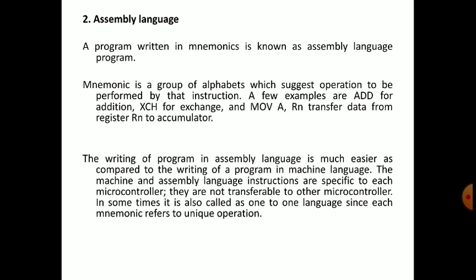The machine and assembly language instructions are specific to each microcontroller. Each microcontroller will have its own special instructions and machine language, and these are not transferable to other microcontrollers. Sometimes it is also called a one-to-one language, since each mnemonic refers to a unique operation. Each mnemonic is unique.